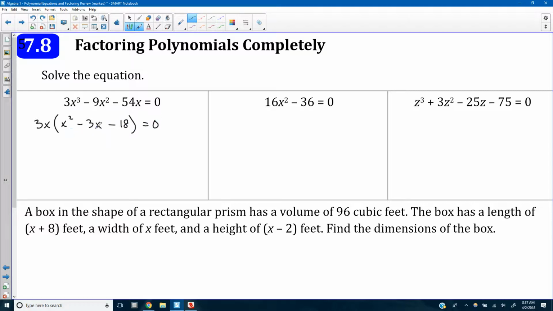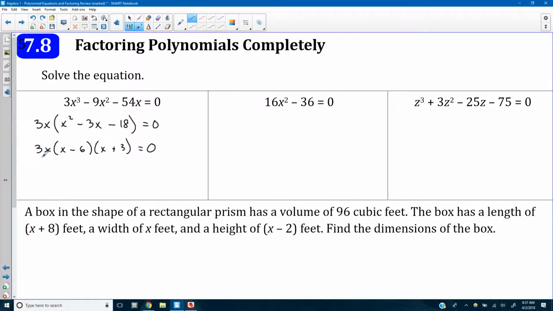Now, I have more I can factor here, at least I assume. It looks like I do. The two numbers that multiply to negative 18 and add to negative 3 are a negative 6 and a positive 3. And again, mental factoring brings you so far so fast.